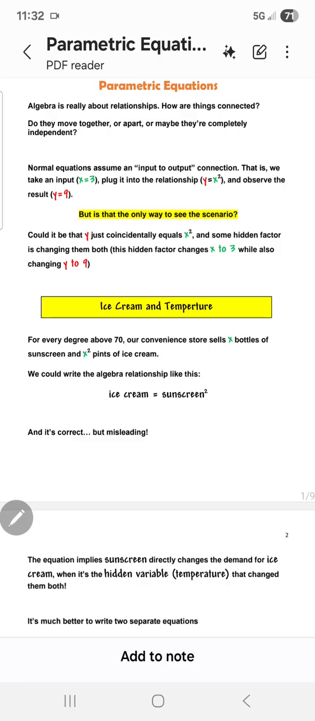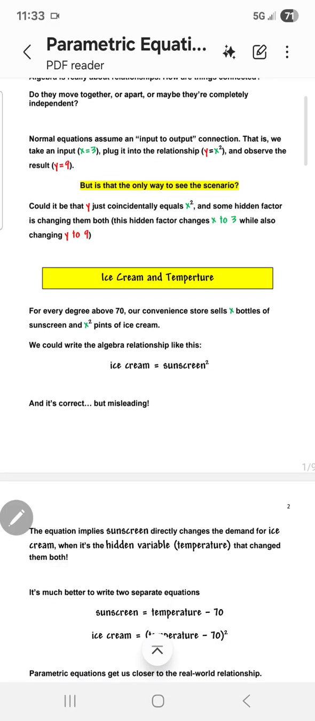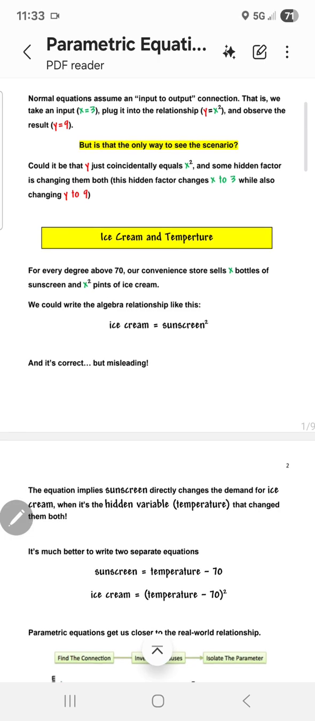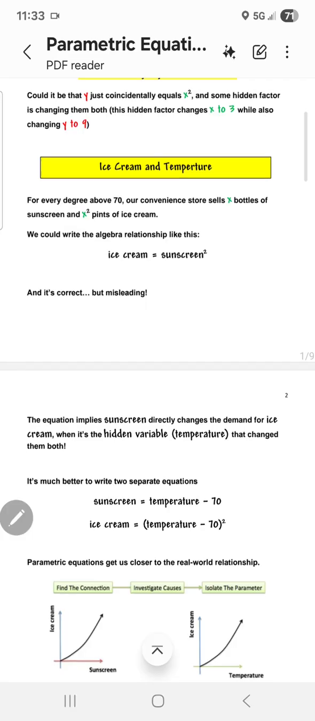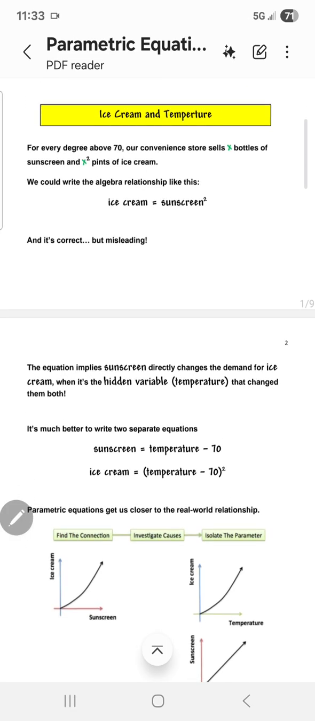Could it be that y just happened to equal x squared, and maybe there's some other hidden factor that's changing them both, right? So this hidden factor would not only change x to 3, but it also changes y to 9. Let's talk about it maybe with a different type of example.